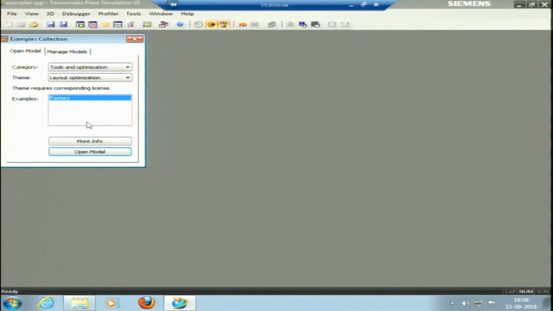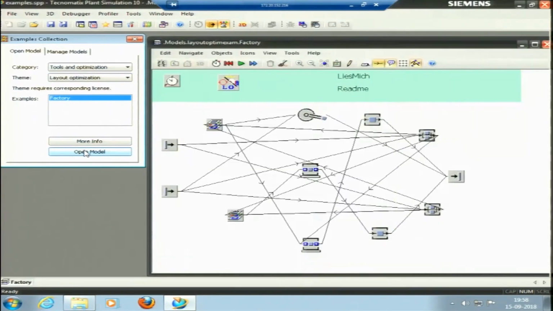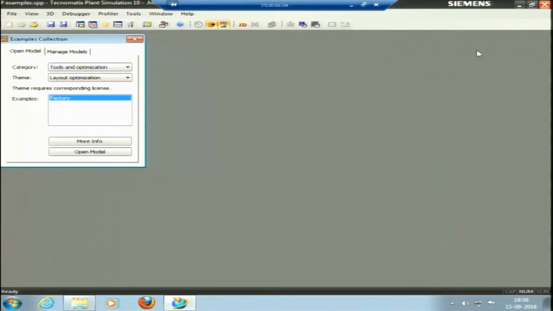So now, layout optimization, factory optimization. Factory layout is there. This is a factory, and we have made weird kind of connections here. So layout optimization can be done for where to keep what machine, and what would be the maximum throughput if we do that. So we can go through these models to find the optimization here.